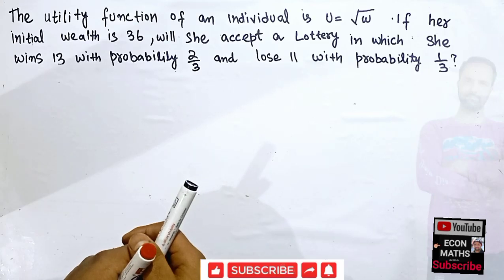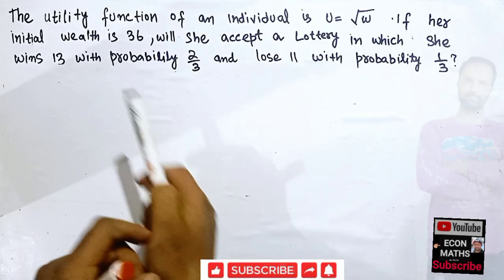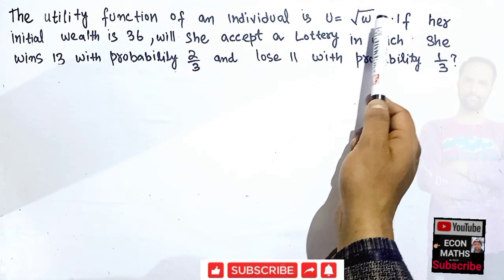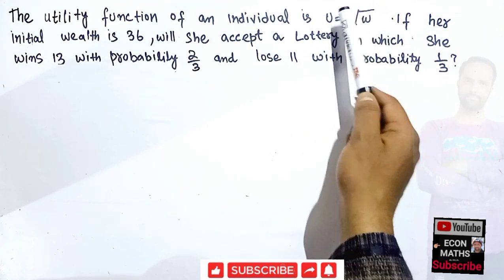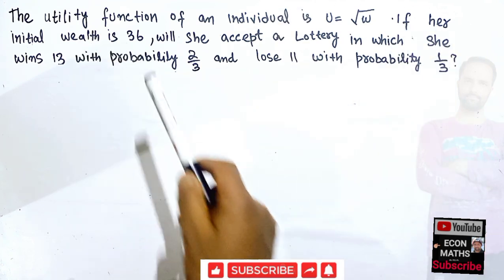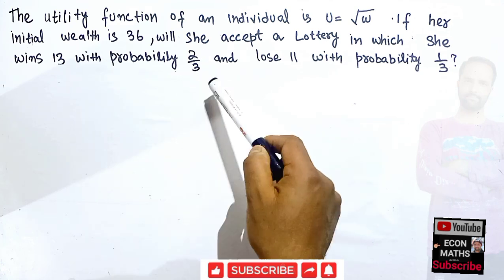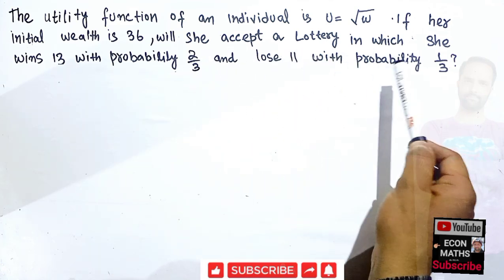Let us solve a question on choice under uncertainty. The question is like this: the utility function of an individual is given as u = √w. This is the utility function for wealth. If her initial wealth is 36, will she accept a lottery in which she wins 13 with probability 2/3 and loses 11 with probability 1/3?